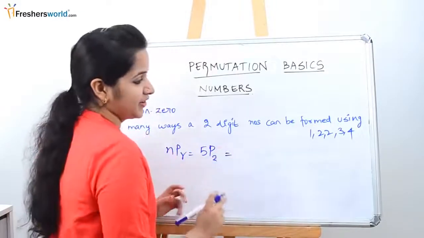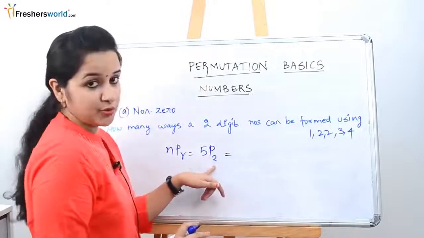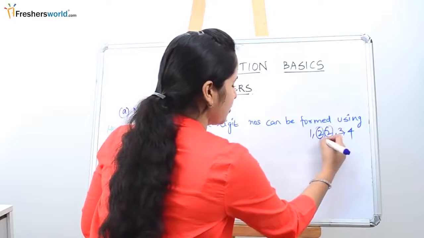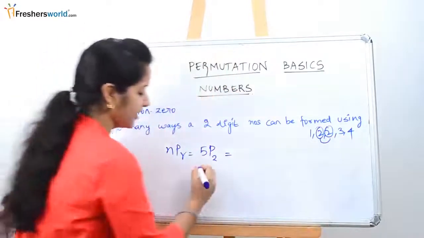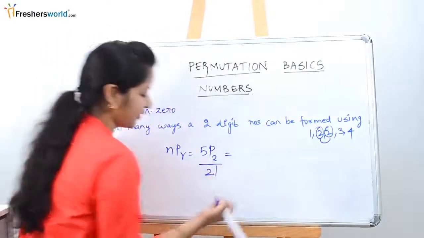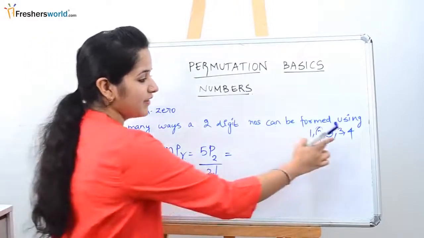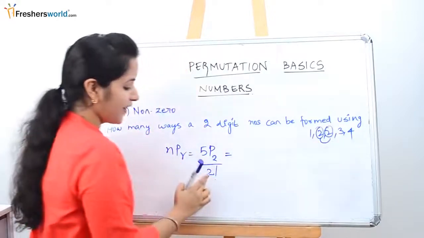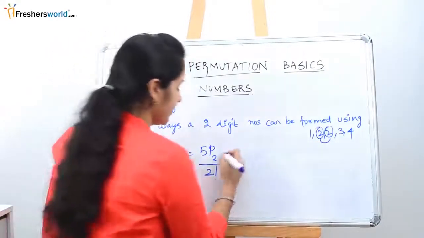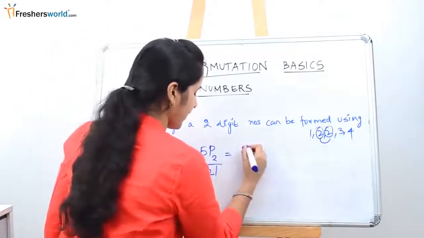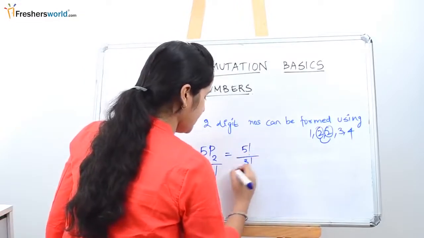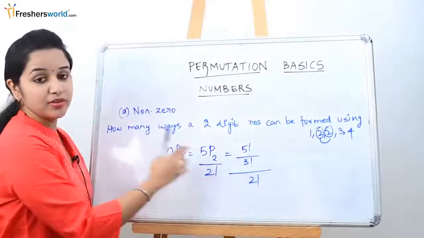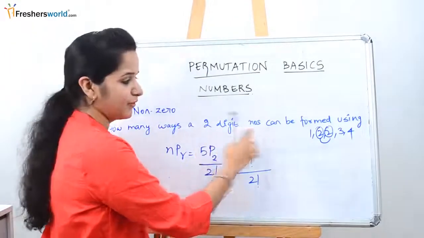Here we have a catch. Generally we put it as 5P2 and then start solving it. The catch here is 2 is repeated twice. So hence what we do here is divide by 2 factorial. This is the catch. When you have repeated numbers, however many times a number is repeated, you have to divide by that factorial in the denominator. Now solve this: 5 factorial by 3 factorial, divided by 2 factorial.